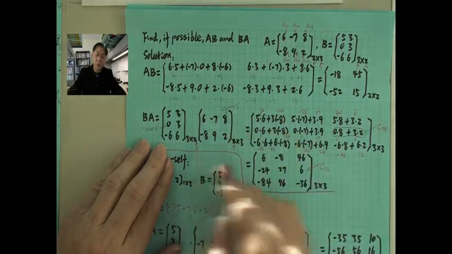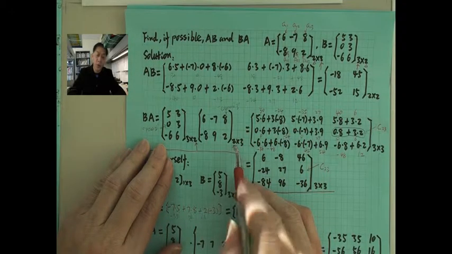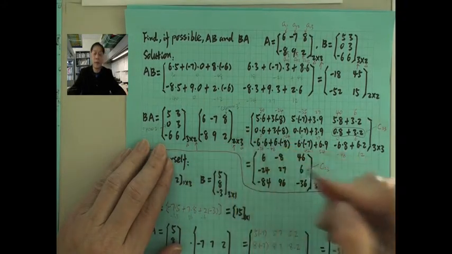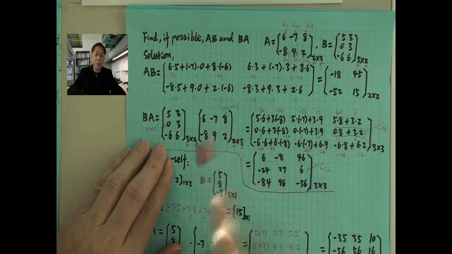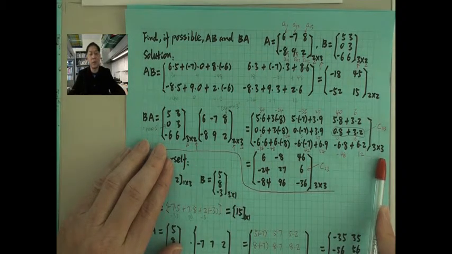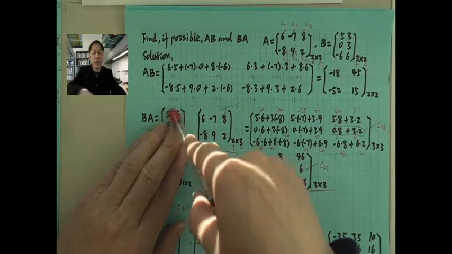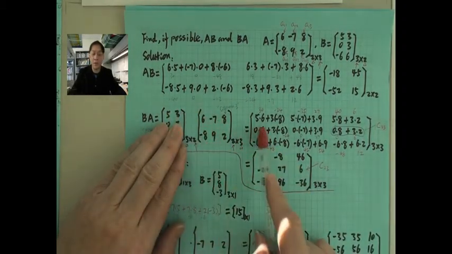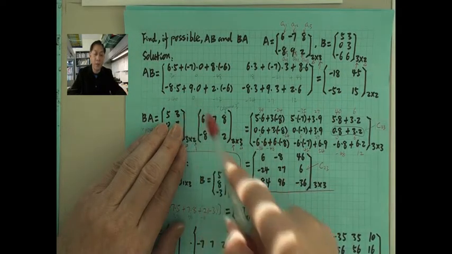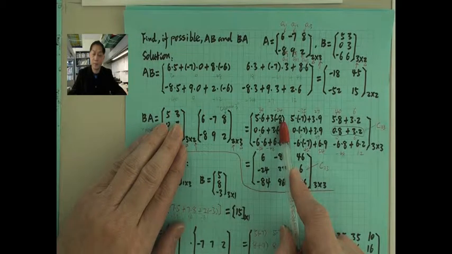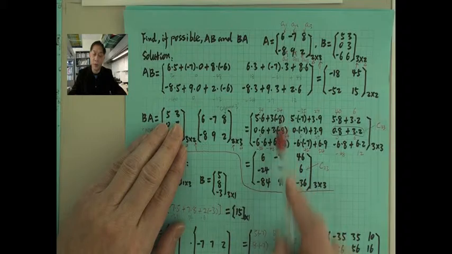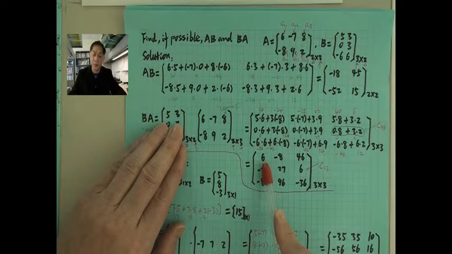The number of columns equals the number of rows. So we are able to conduct multiplication. Okay? And you should end up with 3 rows, 3 columns. Now, the first row, 5, 3 times first column, 5 times 6, plus 3 times negative 8. 5 times 6 is 30, minus 24, we have a 6 right here.